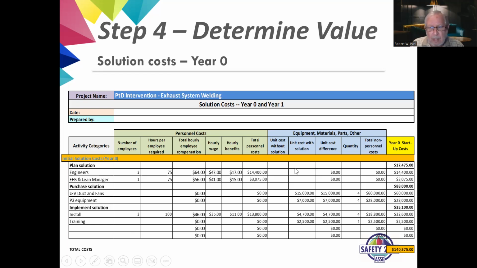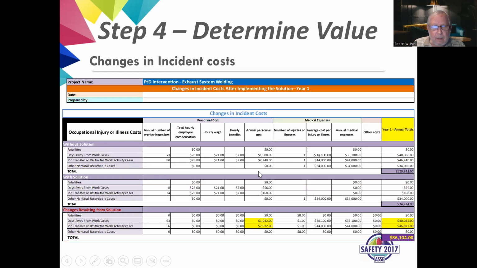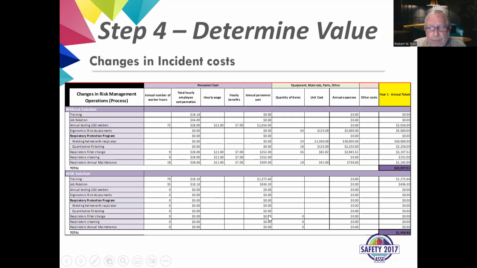Here it is. Okay, and they have dug up some dollars here that they haven't put through the ringer yet, so I'm not going to worry about them. They're saying that comes up in incident costs and all that, and they're going to save all this money. Exhaust system. Let me see. Without the solution, they're going to have $120,000 in year one, and that's medical expenses mostly, looks like. With the solution, they're going to cut that down, save $86,000. Okay, good.